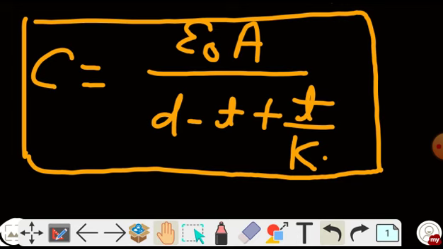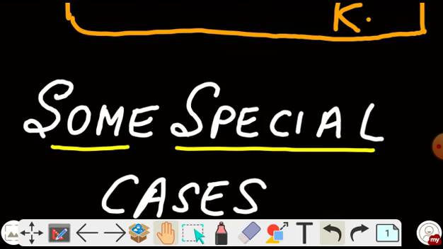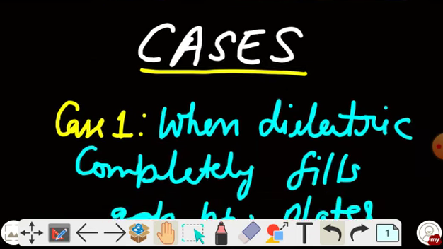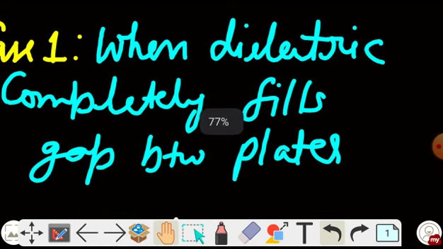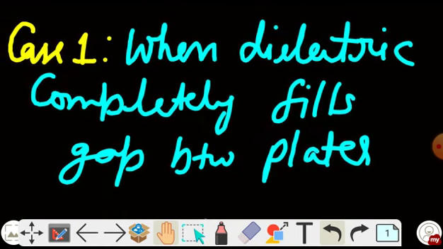Now let's discuss some special cases. We will use this formula to derive some standard results for the other cases also. We will not repeat the same procedure for deriving other things. We will directly use this expression to obtain the other results. So let's discuss them one by one. The first special case is when the dielectric completely fills the gap between the plates. This we have derived earlier, when the dielectric completely fills the space.